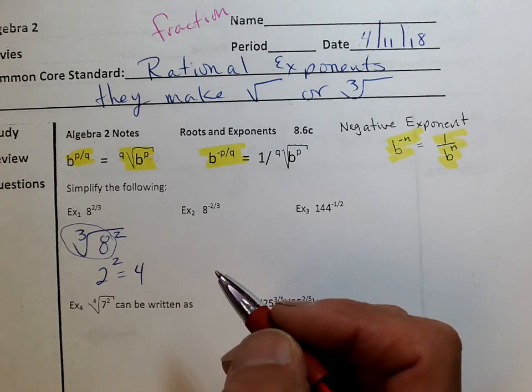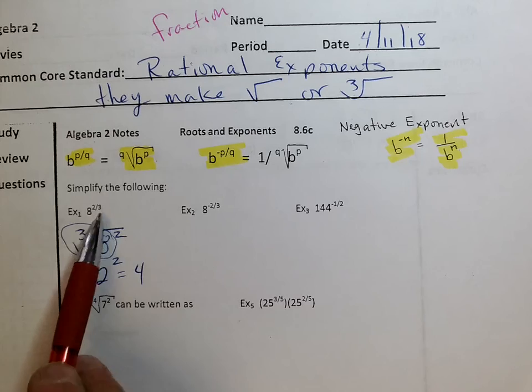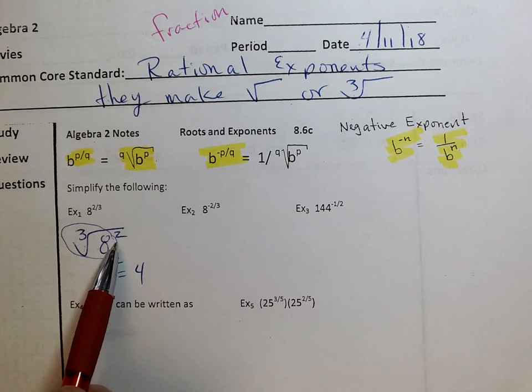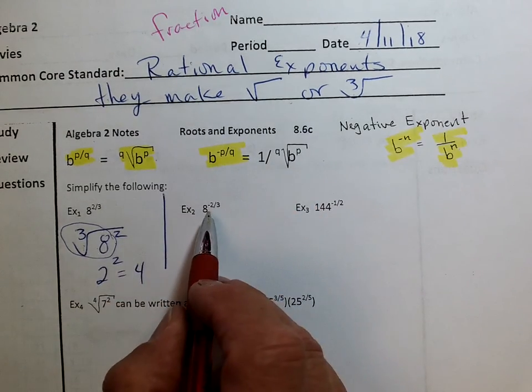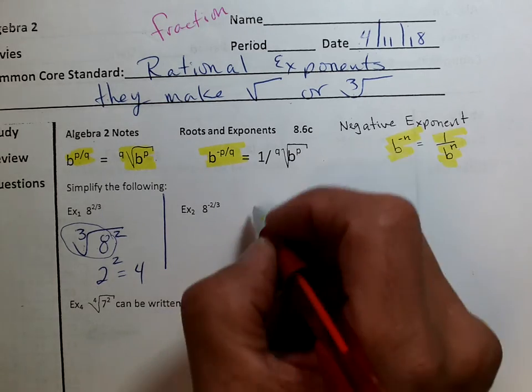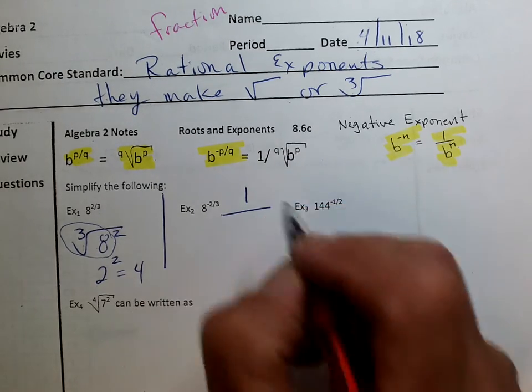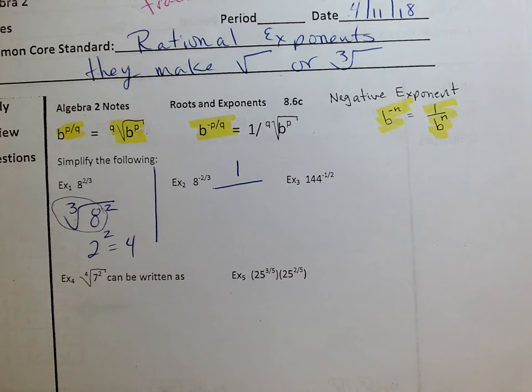But the calculator will do this. But bottom number is the root, top number is the power. Cube root of 8, what times what makes 8 is obviously 2. 2 squared is 4, okay? The difference between example 1 and example 2 is just the negative. If it's a negative, it's going to be 1 over, just because of the negative exponent, okay?